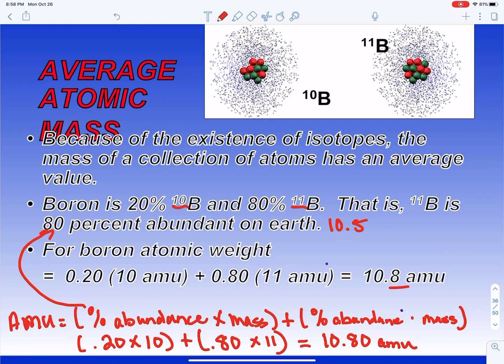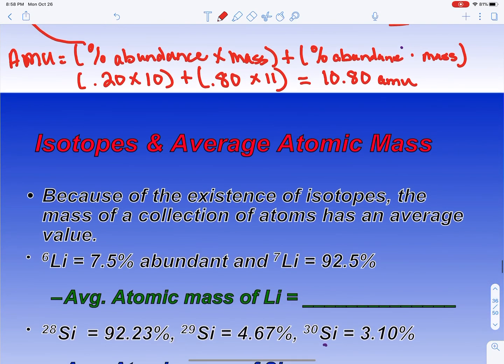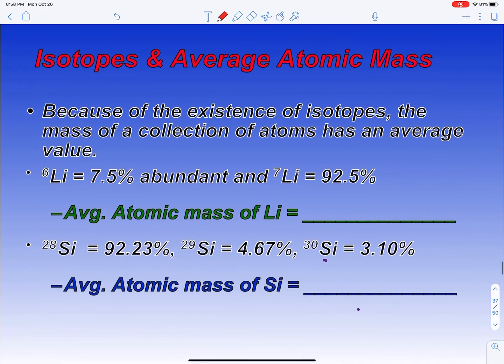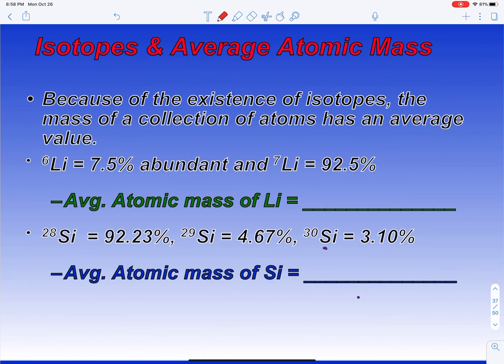So let's look at another example. Because of the existence of isotopes, the mass of a collection of atoms has an average value. If you look here, lithium has two isotopes. It has lithium 6, which is 7.5%, and lithium 7, which is 92.5%. When you're calculating this, you should understand that your AMU of lithium should be closest to lithium 7, not lithium 6.